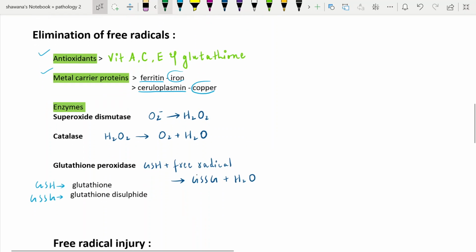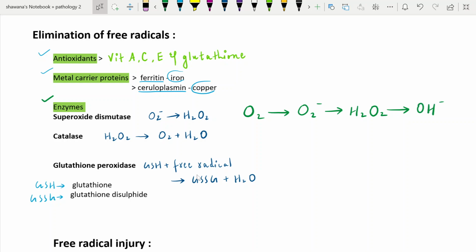The third mechanism of elimination is the presence of enzymes. As I've told you, in that reaction oxygen accepting one electron converts into superoxide. It accepts two electrons and converts into hydrogen peroxide. And when it accepts three electrons, it's converted into hydroxyl radical. There are enzymes that act on several steps in these reactions so as to eliminate the subsequent free radical.